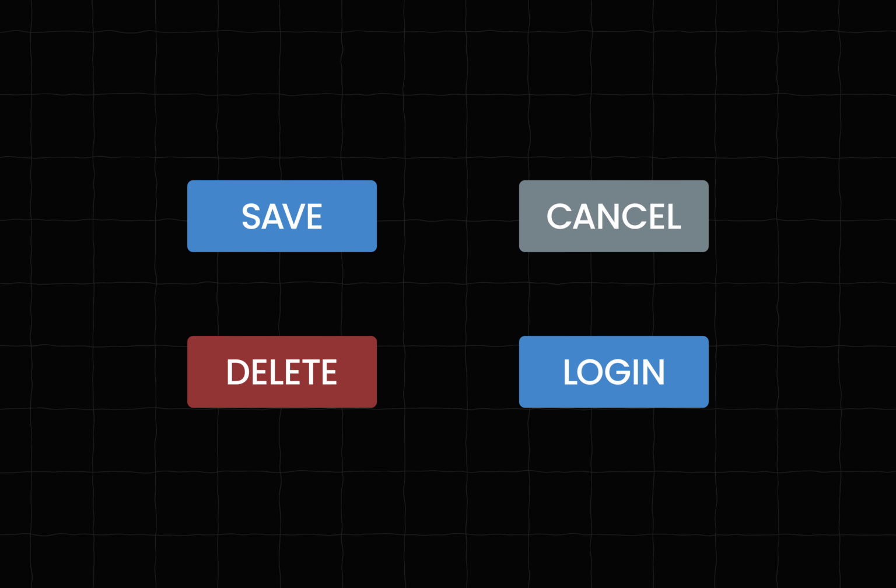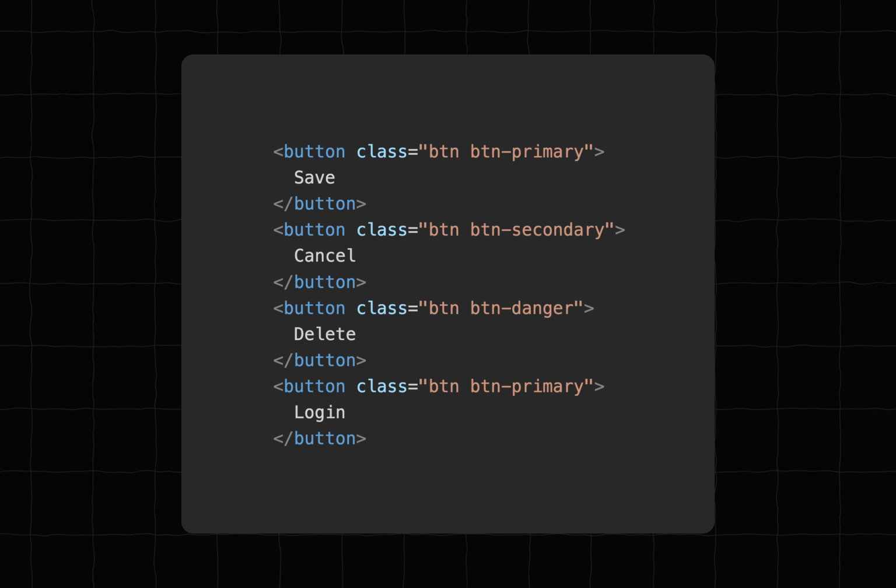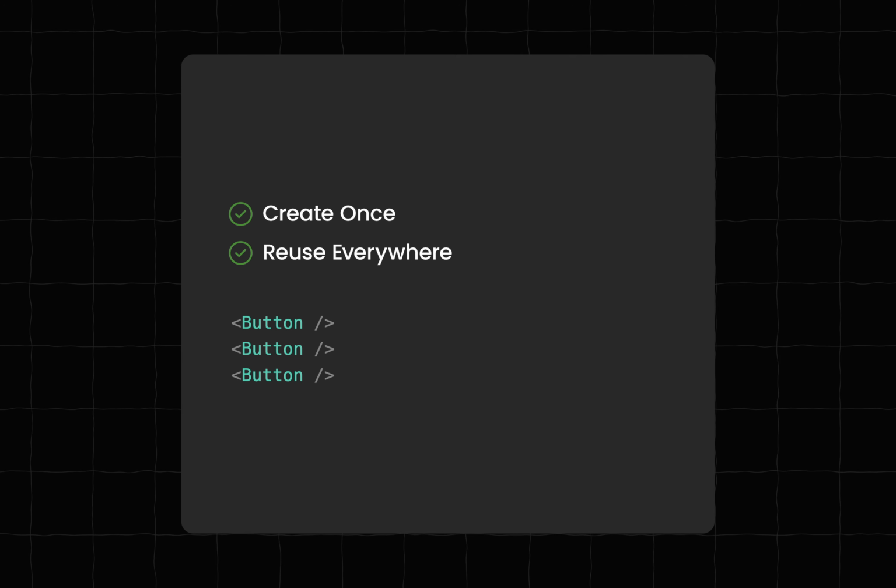Imagine you are building a website and you need multiple buttons like save, cancel, delete or login. Now tell me honestly, are you going to write separate button code again and again? Something like this? Of course not, right? That would become messy very quickly. So instead, React gives us a better idea. Create a component once and reuse it everywhere you want. This is called a reusable component.